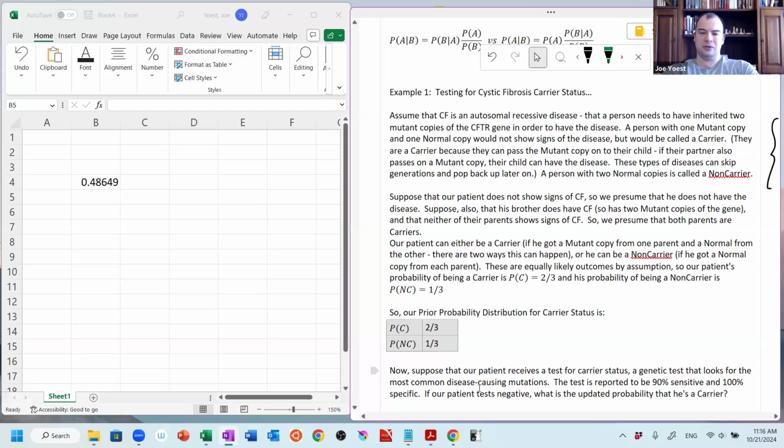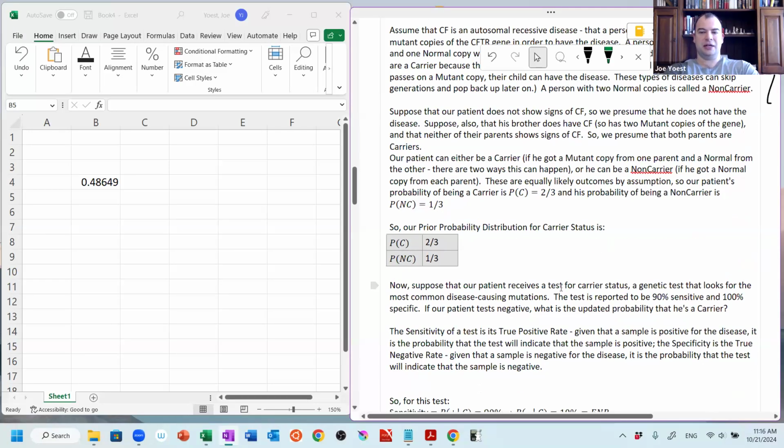Now our patient wants to be tested for carrier status. This is a genetic test. They would take a blood draw, run some genetic analysis on it, and get the results back. Now the test isn't perfect. We'll talk about what this means in a minute. But now the question is, if our patient gets this test done and tests negative, meaning the test is saying he's not a carrier, what's the updated probability as a carrier?